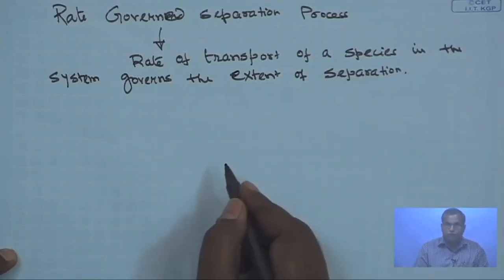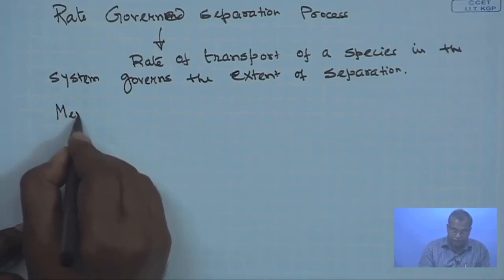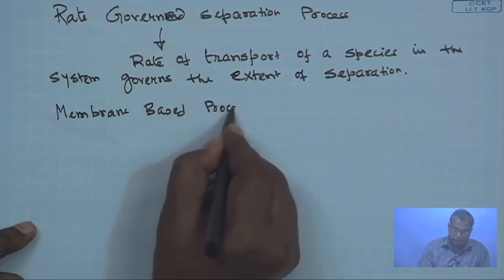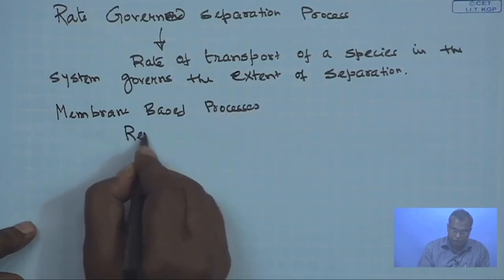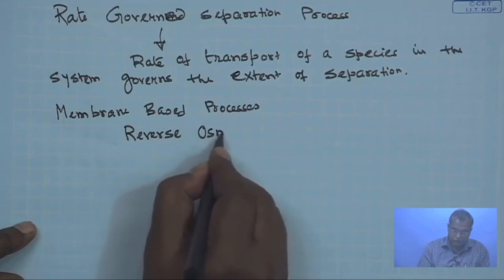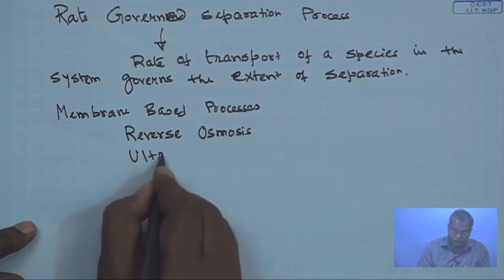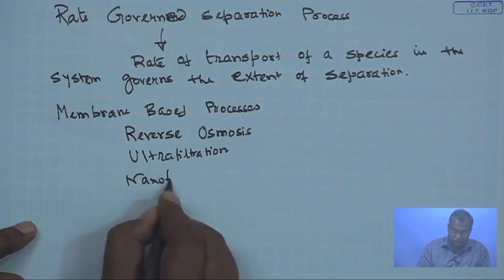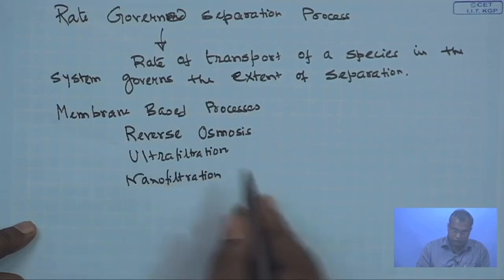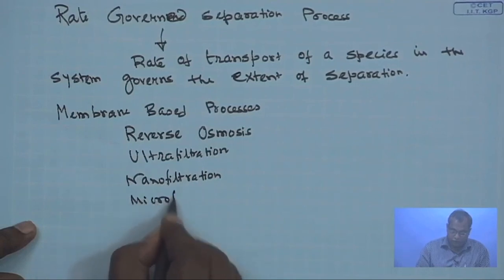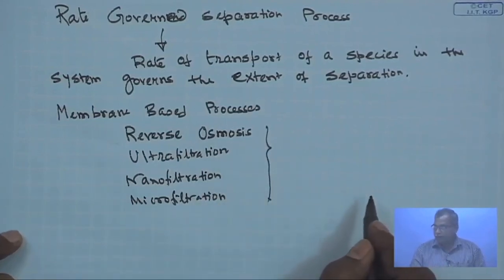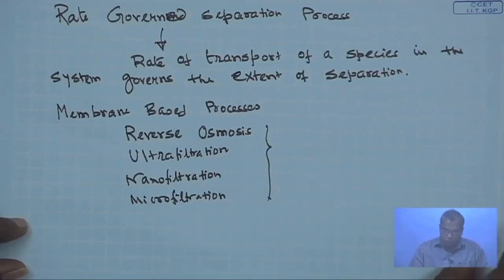For example, most of the membrane based separation processes fall under rate governed separation processes. For example, reverse osmosis, ultrafiltration, nanofiltration, microfiltration, all pressure driven, membrane based separation processes, fall under the rate governed separation processes. Now, that is the difference between an equilibrium governed separation process and a rate governed separation process.